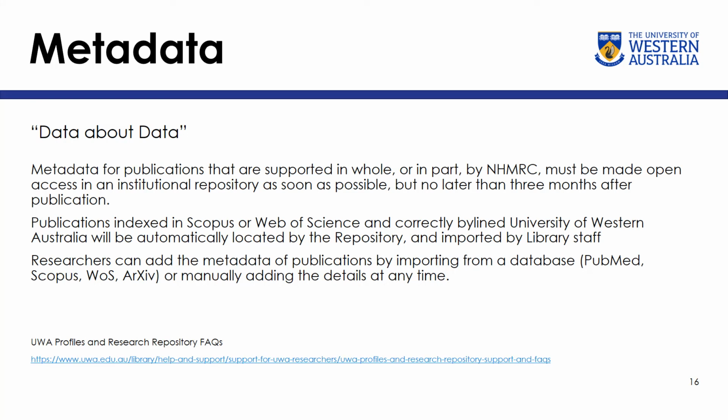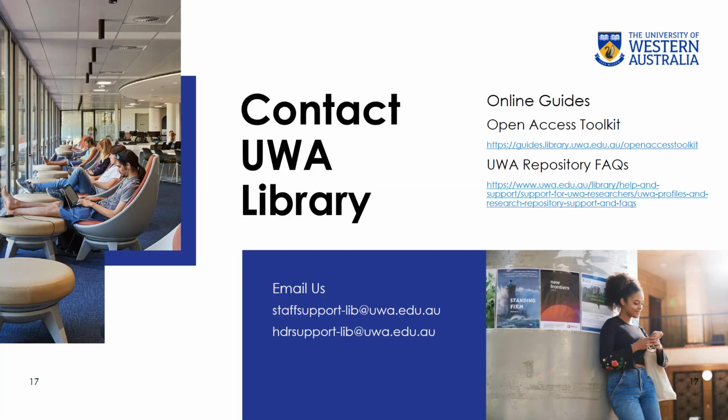Regardless of where your paper is published and the method used for making the paper open access, UWA authors should add the details of NHMRC-funded publications to the UWA repository within 3 months of publication. This means adding the metadata, information about the publication such as the title, authors, the journal the paper was published in, and relevant field of research codes. The UWA Research Integrity Policy already requires UWA researchers to record publications in the repository. See UWA Repository FAQs for instructions on adding papers.